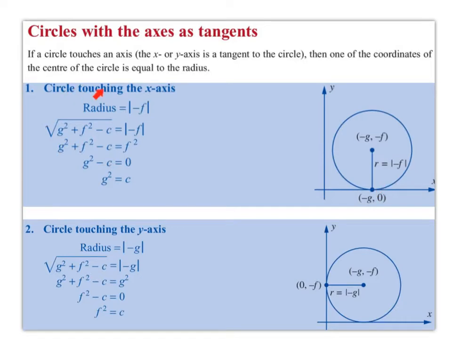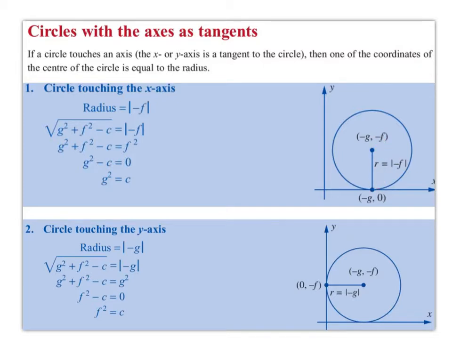So the radius is equal to the modulus of minus f. So if this is our centre point, minus g, minus f, then the minus f represents the y value. So this must be minus f on our y-axis. So this distance here must be minus f, but we have our modulus symbol to show that it must be positive because length is always positive.